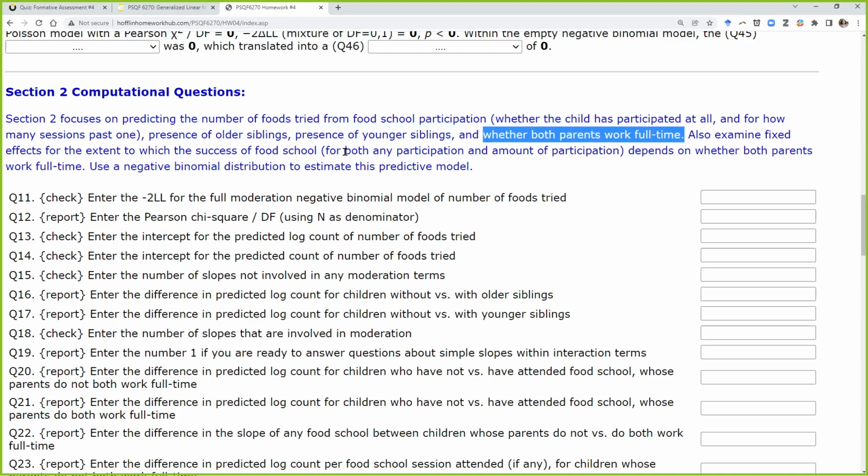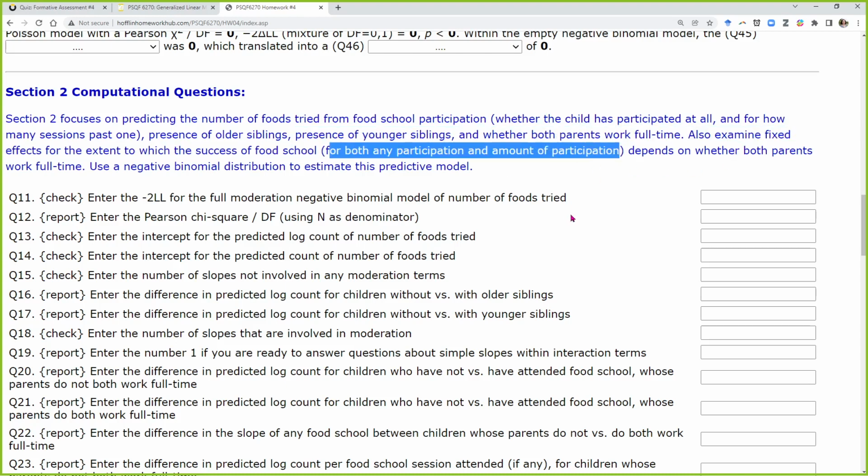And then we have two slopes for the effect of food school, 0 versus 1, and then 1 versus 2. And then I wanted to know whether the effect of food school, so these two slopes, is significantly moderated by whether or not parents work full-time. So the research question would be, is food school just as effective in children whose parents work full-time as parents who do not work full-time? That's the idea. And Andrew, you had a question with moderation?